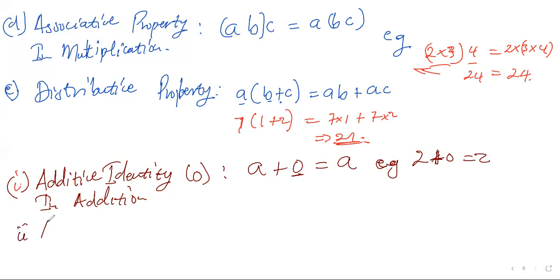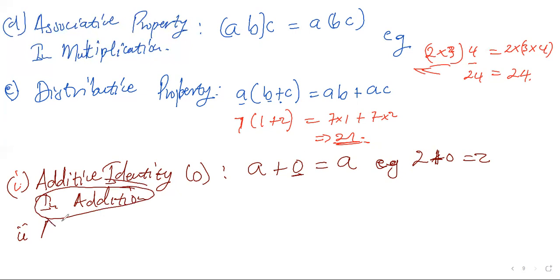But in figure 2 we can have multiplicative identity in multiplication. What did I say? Additive identity, obviously. It wasn't necessary for me to write this, because when I say additive, I mean addition.